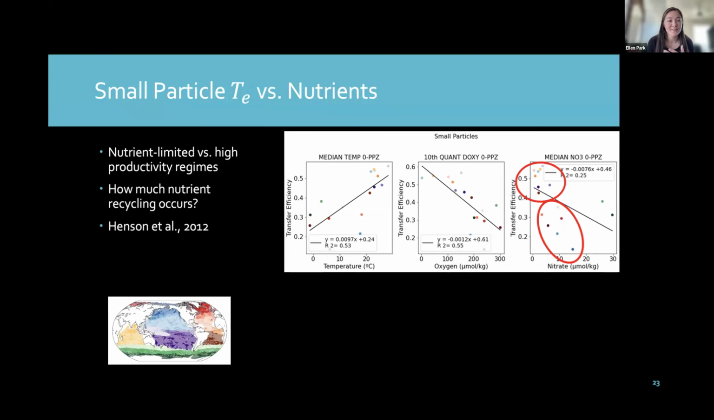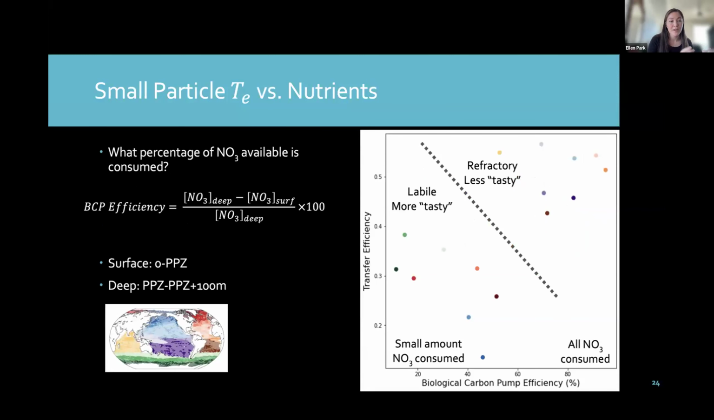And there's this question that we can ask that was brought up in the Henson paper about how much nutrient recycling occurs and how this might impact the types of particles that are formed in the surface ocean. So that paper also looked at this metric called the biological carbon pump efficiency, which looks at what percentage of nitrate available is consumed. So in this, the nitrate available is looking at the nitrate in the 100 meters below the surface ocean. And so when we look at this figure on the right, if we're closer to 100% efficiency, that means all of the nitrate available is consumed.